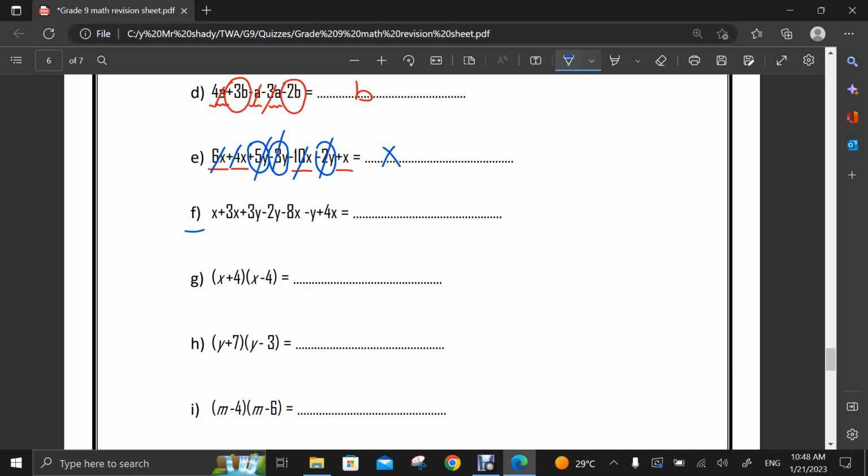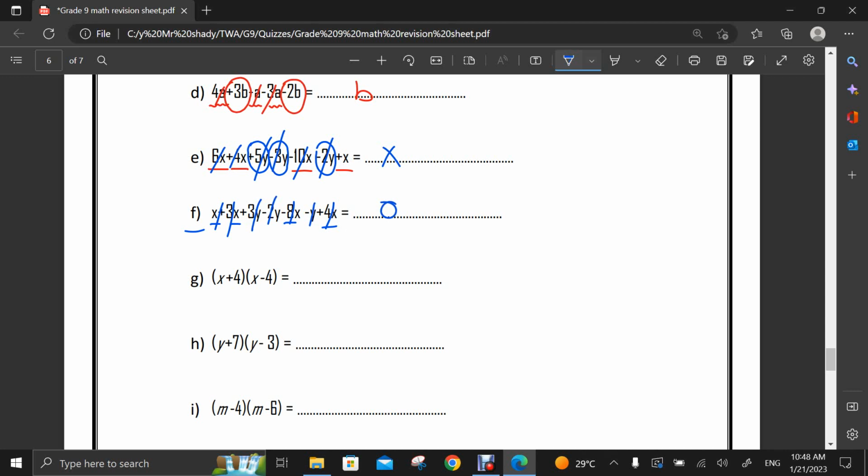Letter F, x plus 3x is 4x, and 4x minus 8x is negative 4x, and negative 4x plus 4x is 0. So all of them cancelled. Now I have 3y minus 2y, which is y. Y minus y is 0 also. So this will be 0.